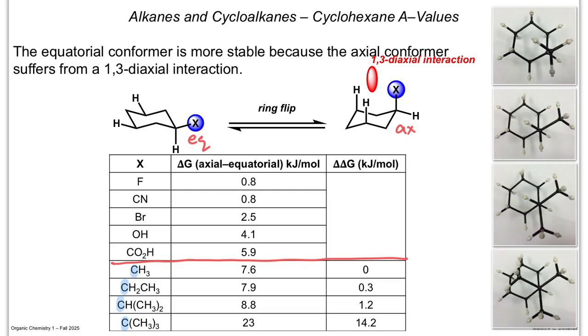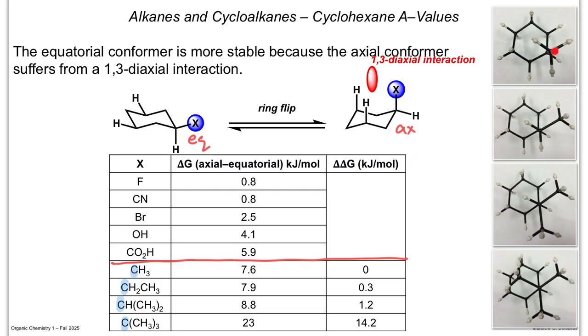And so the size of that is what makes that axial one the most strained conformer. So the bigger that group is, the more it wants to sit equatorial. And so in designing syntheses, you can take that into consideration to bias a substrate.